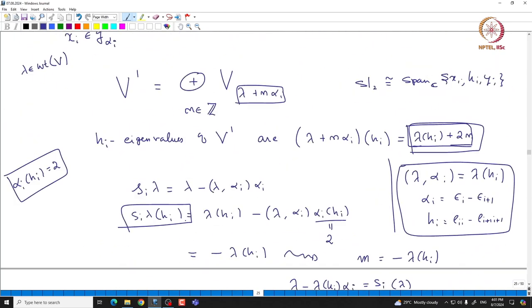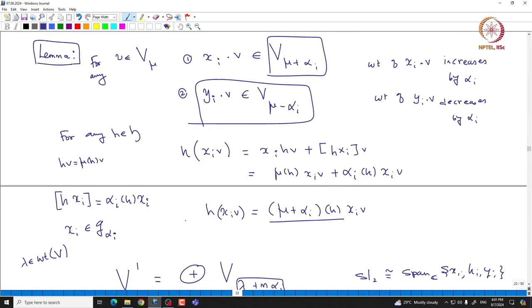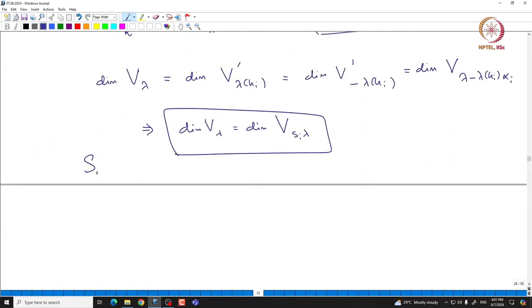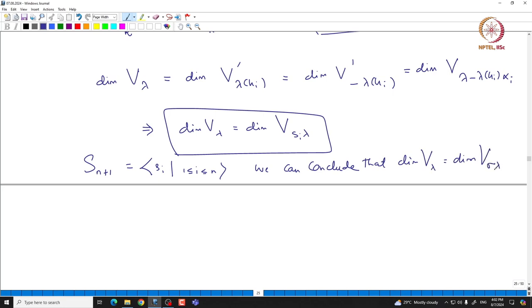So now we conclude the general result by observing that these s_i actually generate S_{n+1}. Since S_{n+1} is indeed generated by these s_i's, we can conclude that the dimension of V_lambda is the same as the dimension of V_{sigma lambda} for all sigma in S_{n+1}.